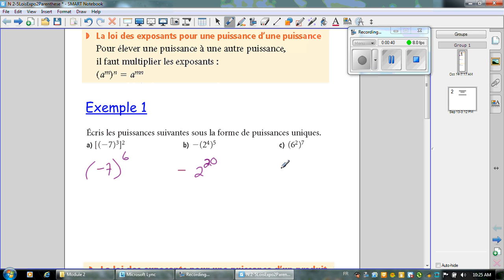And here, same base is 6. You just multiply 2 times 7, 14. So that's the idea. When you have a bracket separating two exponents, you can multiply them together. That's the power of a power.